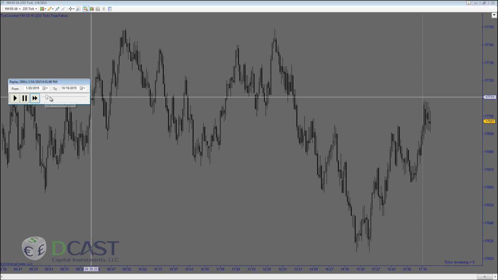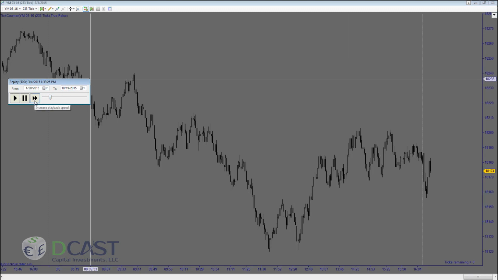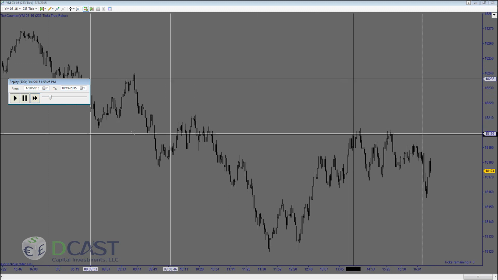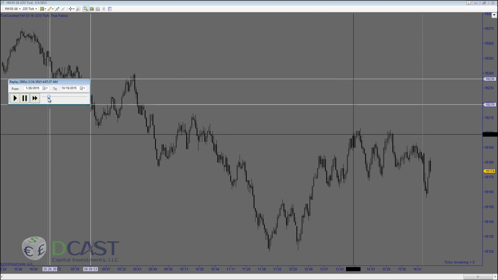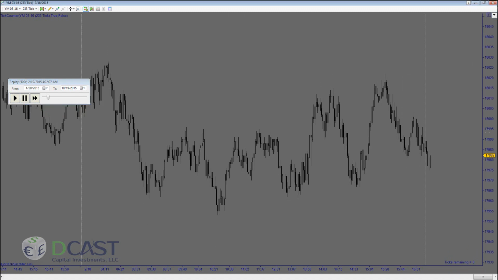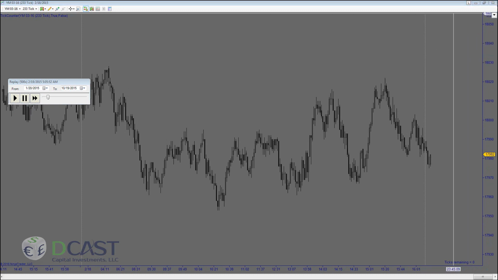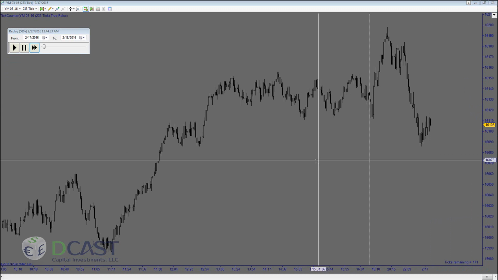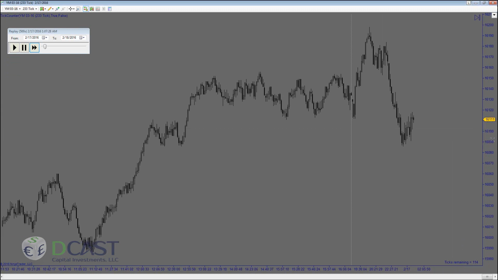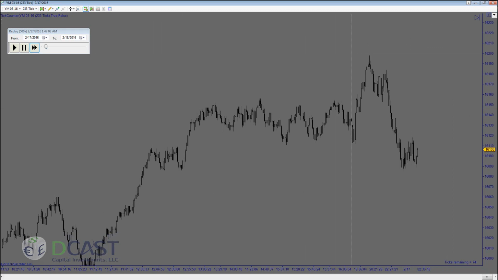Trying to get it to play. Let me pause it until I figure it out. Okay, turns out that I had to adjust the date. The date was wrong, and now the market is replaying, and I have it at 500 times the speed.